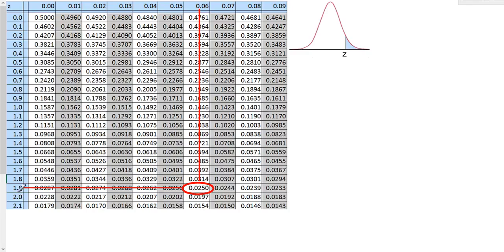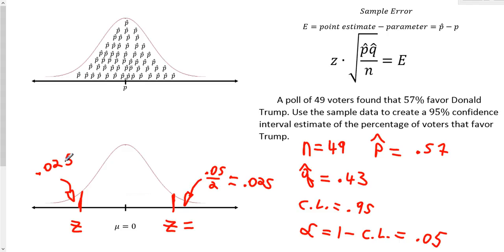That z-score is the sum of 1.9 and 0.06. So the z-score that I need is 1.96, because that z-score separates an upper tail area of 0.025. So I can go back to my problem here, and I say that I need the z-score to be 1.96 because that separates this upper tail area of 0.025, and that's exactly what I need to calculate the margin of error.